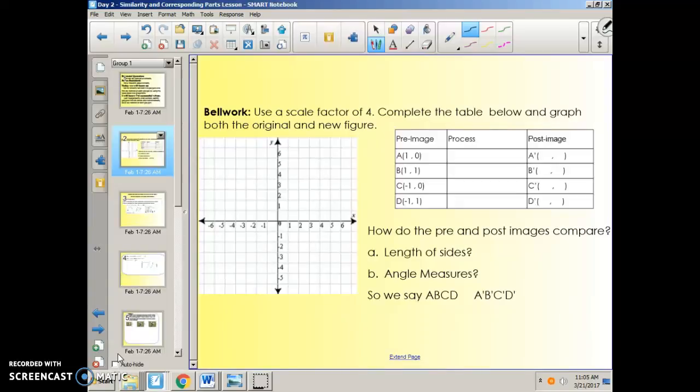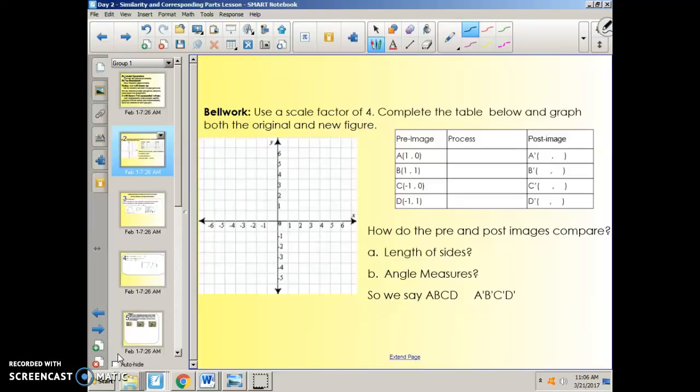Alright guys, this is day 2 of the Similarity unit. This is our first part on the block day today. If you were here for the bell work, you already did this part, so it should already be filled in by whoever is in the room at the moment. And make sure you have that copied onto your actual notes page that's been passed out.